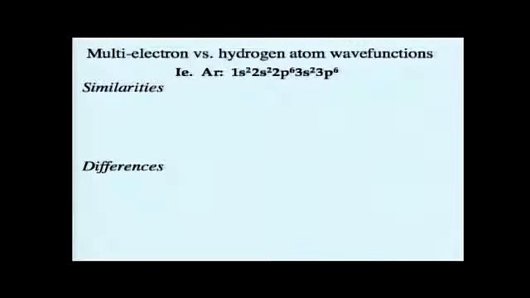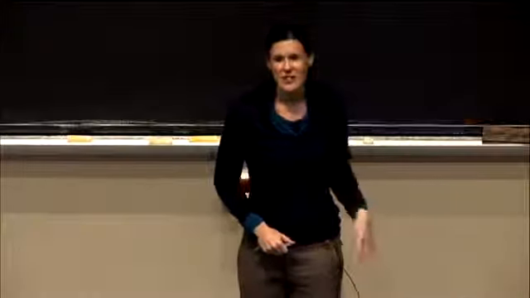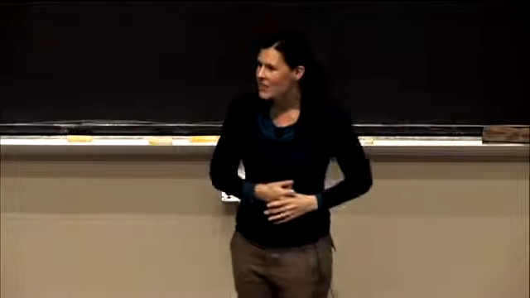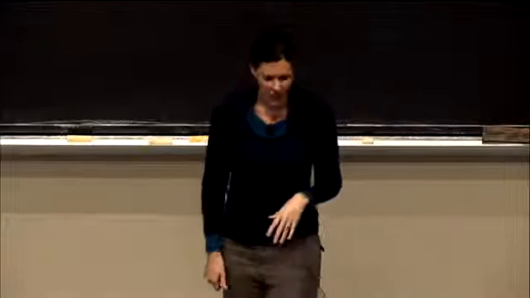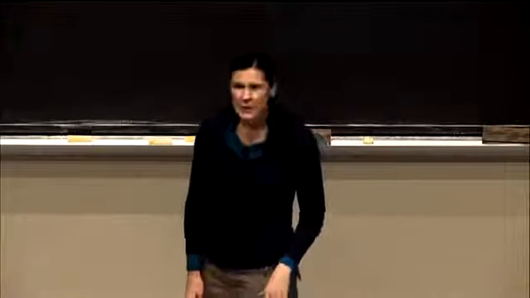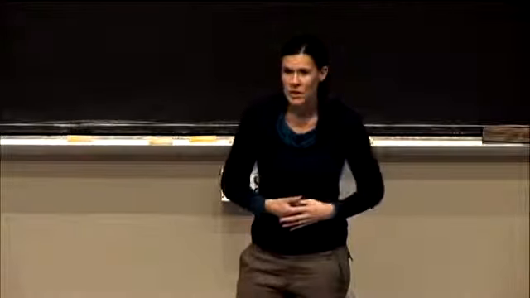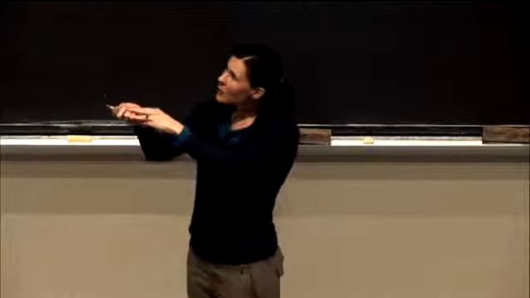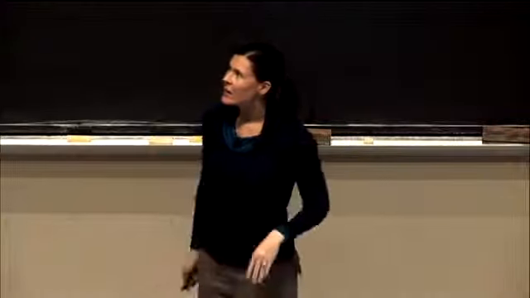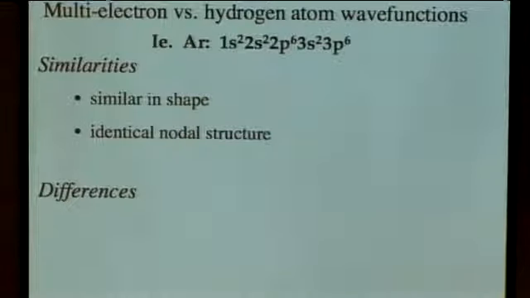Let's think about what some of the similarities might be between wave functions in argon and wave functions for hydrogen. The first is that the orbitals are similar in shape. So for example, if you know how to draw an s orbital for a hydrogen atom, then you already know how to draw the shape of an s orbital or a p orbital for argon. Similarly, if we look at the radial probability distributions, we would find an identical nodal structure. So if we look at the 2s orbital of argon, it's going to have the same amount of nodes and the same type of nodes that the 2s orbital for hydrogen has.